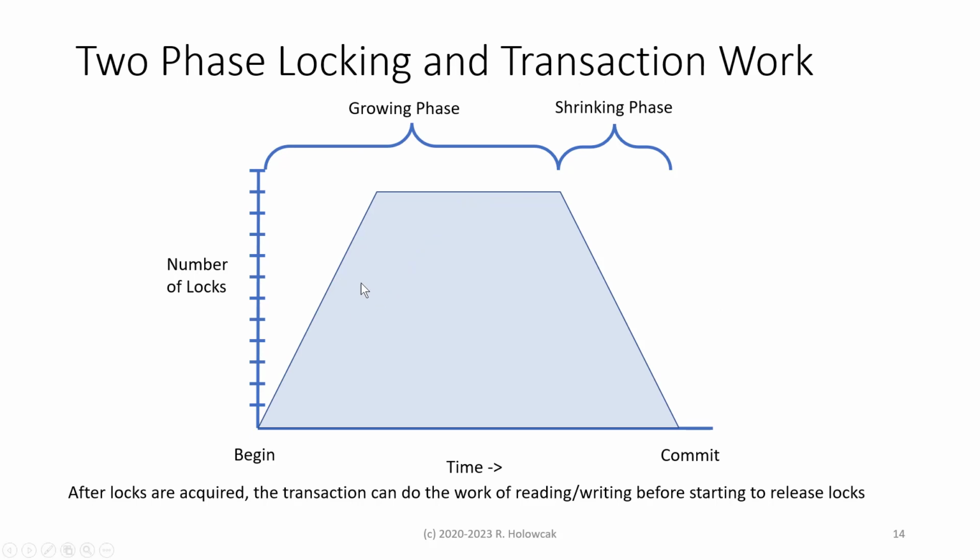Transactions can acquire locks and they can hold them for some time while they do their reading and writing. So this shape can be slightly different. Here we have a transaction that acquired a bunch of locks over time, and then it held on to them for a while as it was doing its work, reading and writing data items, and then it released a lock, taking it over to the shrinking phase, and from then on, the transaction can just release locks.